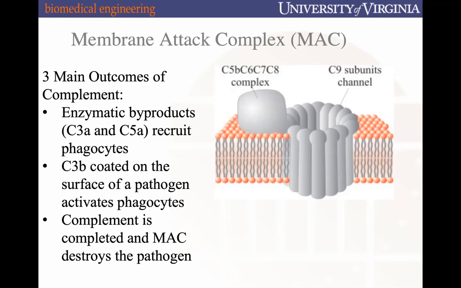These are some of the ways that complement can act on a pathogen, where the byproducts recruit phagocytes. The C3b, one of the proteins that's activated, acts as a ligand for a receptor that triggers phagocytosis. And you'll actually have this membrane attack complex, the MAC complex, basically, that will drill a hole in this bacteria to blow it up, to lyse it. And so those are some of the ways that pathogens are destroyed by the humoral innate response of complement.